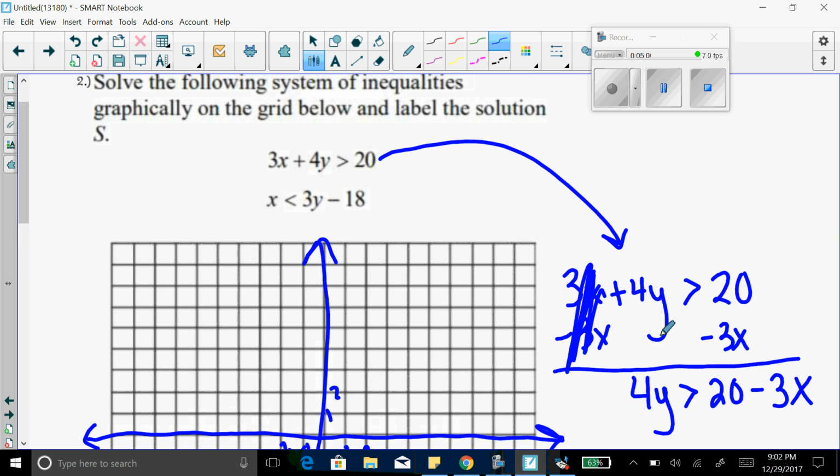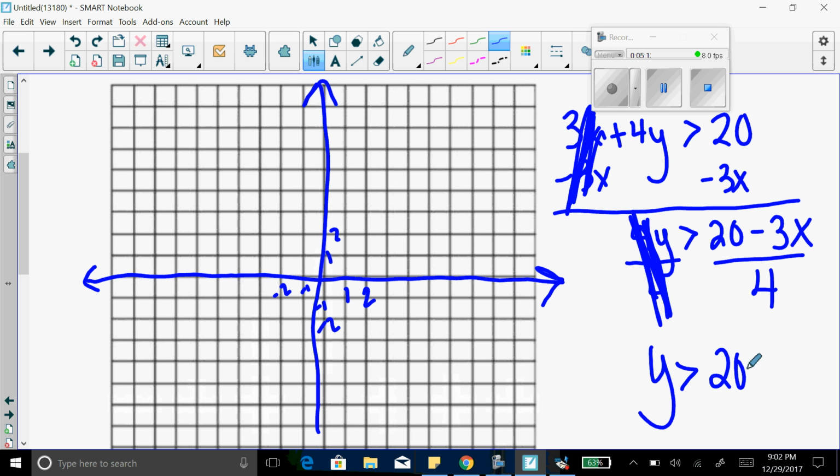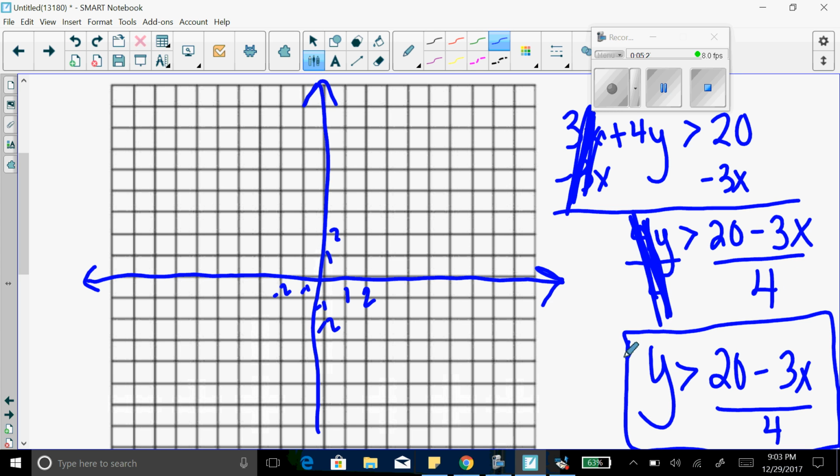In order to get rid of things that are being multiplied, we undo it with division. So I'm going to divide by 4 on both sides. The 4's cancel. So I get y is greater than 20 minus 3x over 4. Now, remember with inequalities, if you divide or multiply by a negative, you need to flip the inequality sign. But since the 4 was positive, we don't have to worry about that. So there's my first inequality.